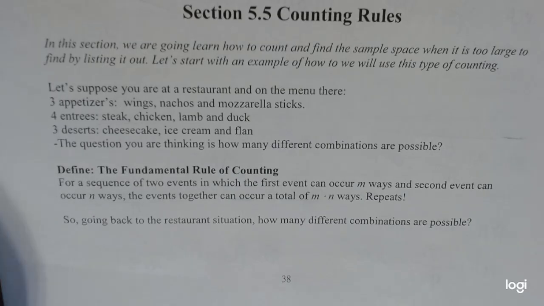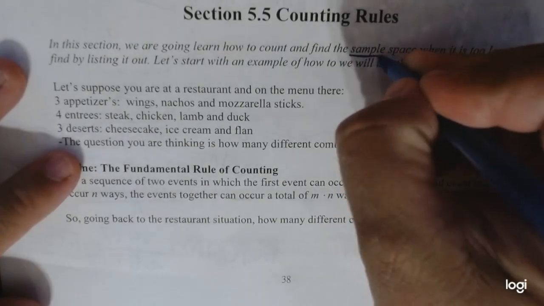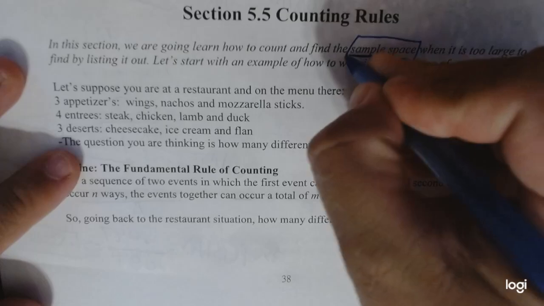All right, so this section is called counting rules. In this section, we learn how to count and find a sample space when it's too large to list out. That's a key thing here. In this section, we're always finding the sample space.